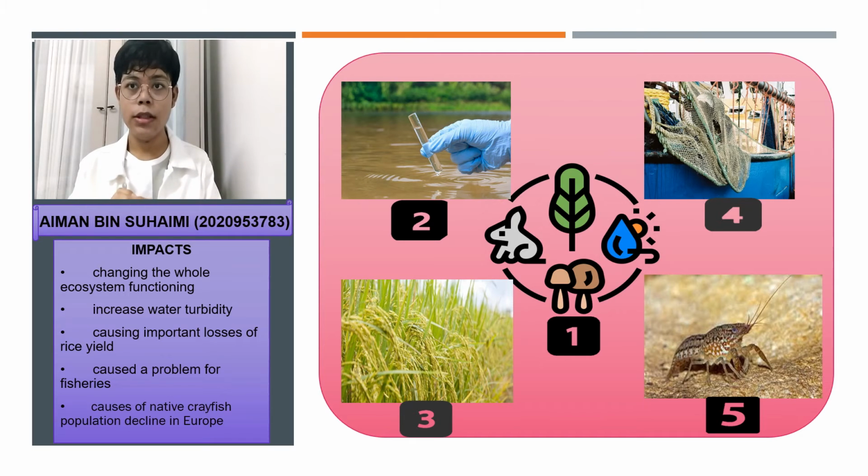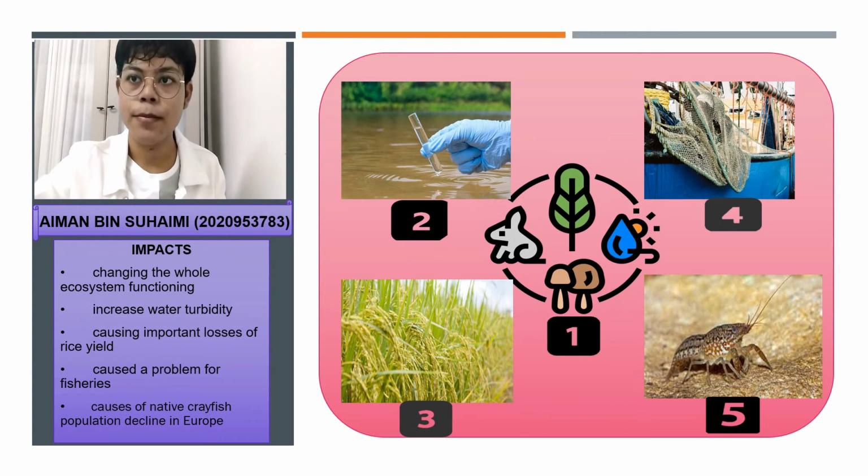And the second point is it will increase the water turbidity due to the action of digging the soil. And the third point is it will cause important losses of rice yield, because they dig the soil so that the roots of the rice plant separate from the soil, so day after day it will dry and die. The next point is it will cause a problem to fisheries, because their sharp claws will damage the nets of the fisheries.